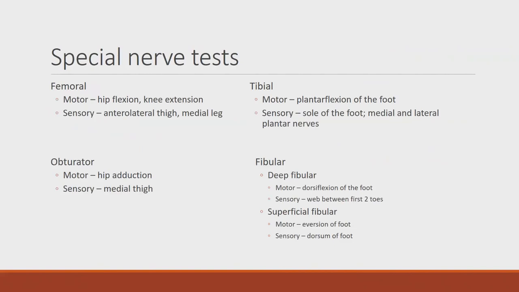And you can just point out, okay, I'm going to test femoral cutaneous sensation right now. And go down the anterior thigh, go down the medial leg. And then say, okay, this is normal. Or say, I'm going to test for common peroneal nerve function and get them to dorsiflex their foot. Or check the sensation on the back of their foot and say, okay, this is fine.